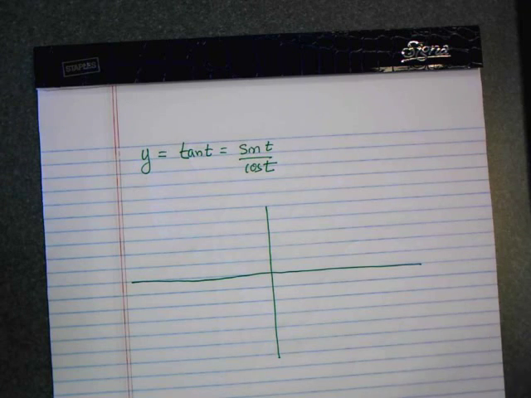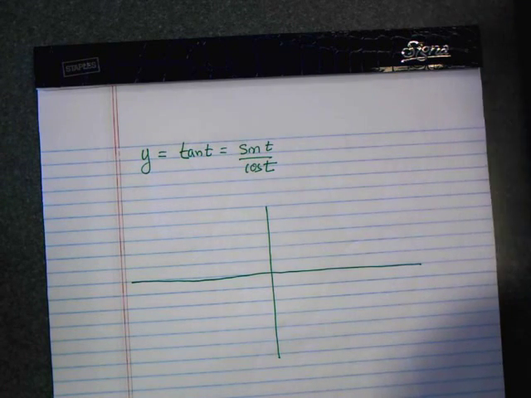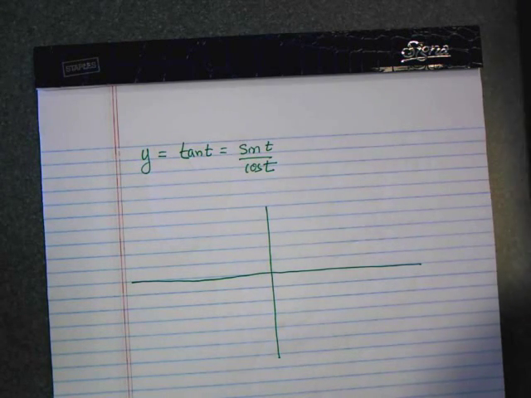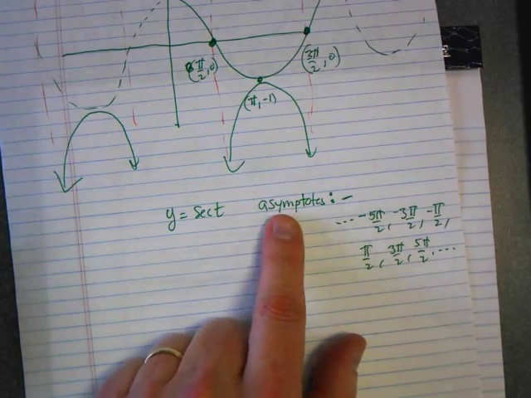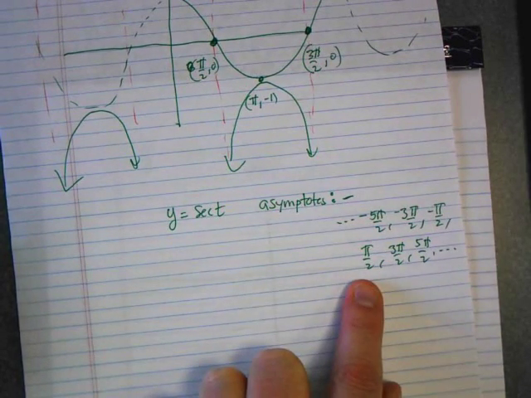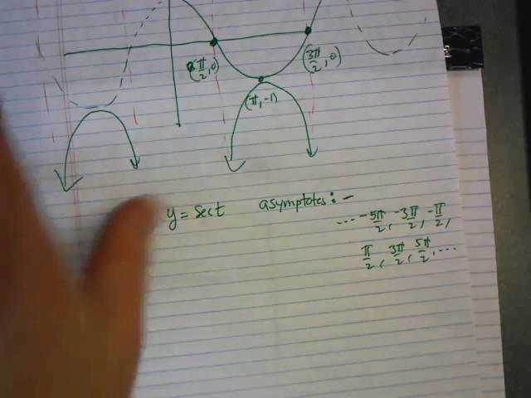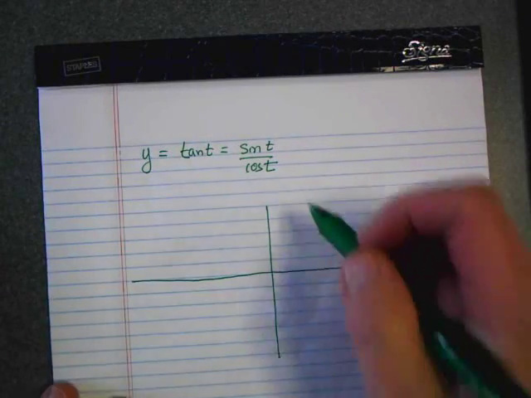Pi over 2 and 3 pi over 2. 5 pi over 2 and 7 pi over 2, and all the negatives, right? So for tangent, tangent's going to have the exact same vertical lines as secant did. Exactly the same. All right, I'm going to draw those in first.